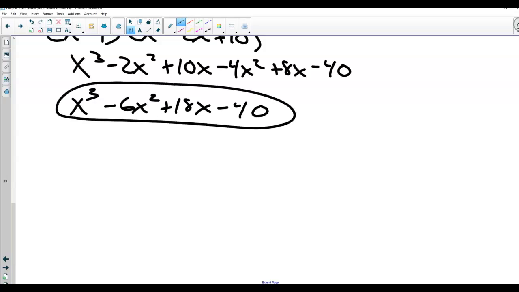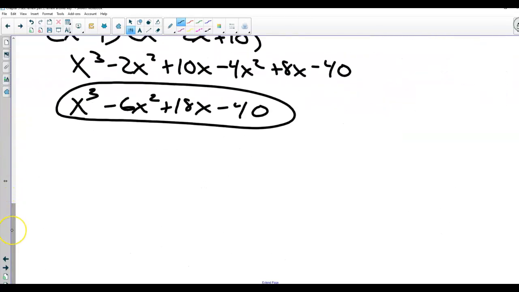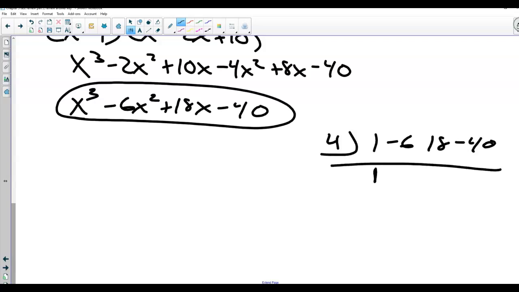And if you want to check your work, 4 should create a 0 here. 1, negative 6, 18, negative 40. Let's see if it does. Drop the 1, we have 4, negative 2, we have a negative 8, we have a 40, and that's 0. So there's a very good chance I'm right.